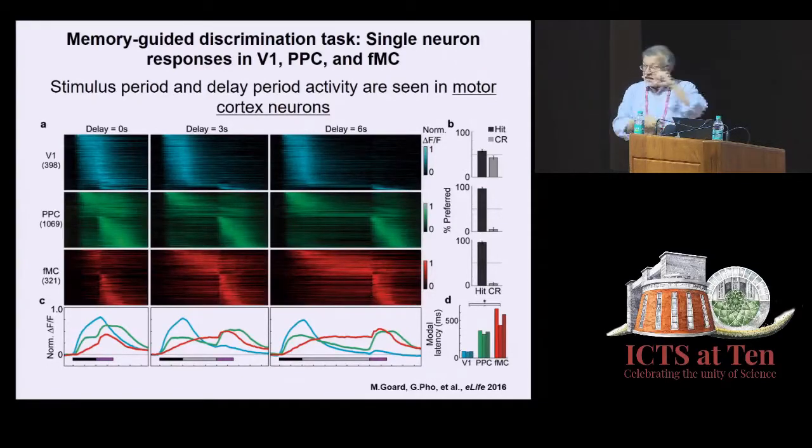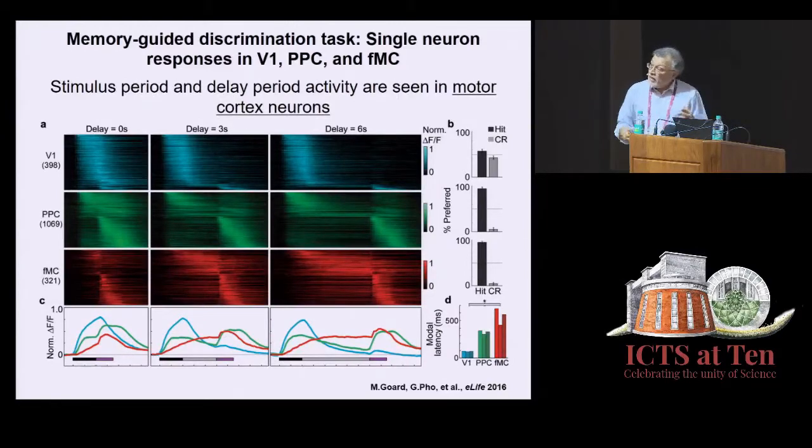And here is a little bit of data. And the astonishing thing is that here are the visual cortex responses, which you see when there is the visual stimulus and then nothing else. So these are visual neurons. The parietal neurons respond to the visual stimulus or sometimes to the lick.